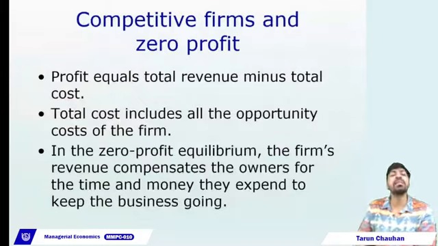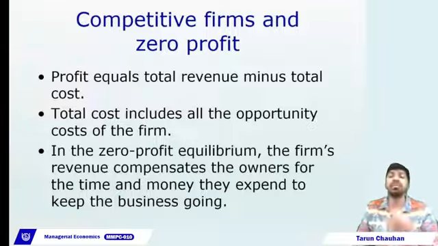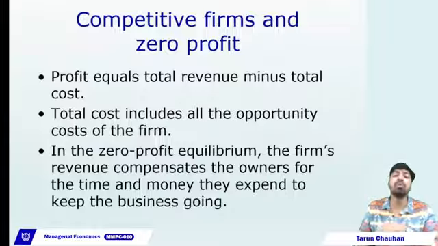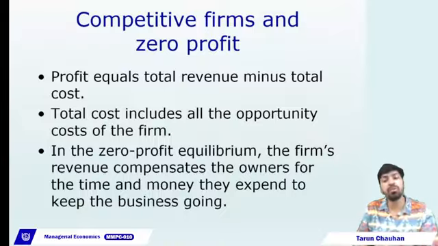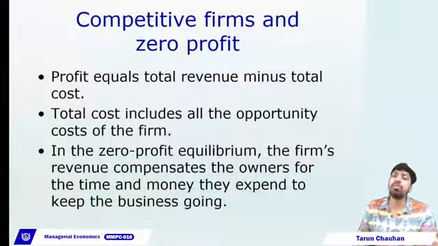It means the profit is equal to TR minus TC, where the total cost includes all the opportunity costs of the firm. What is opportunity cost? Opportunity costs are those expected returns that the firm is willing to get by sacrificing the next best alternative, given a shortage of resources. These expected returns are also included in the total cost of the firm. But when we talk about the zero profit equilibrium, where the profit is zero, that means the firm's revenue should compensate the owners for their time and money so that they can keep going and expand their business or output. And that's called competitive firms in zero profit.